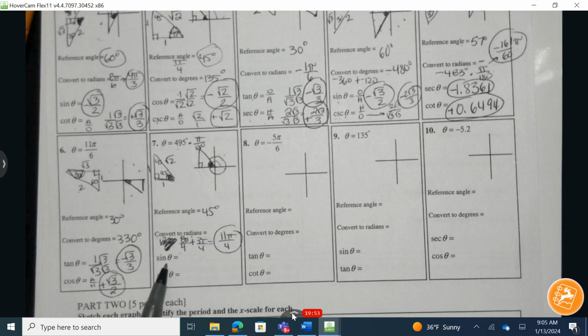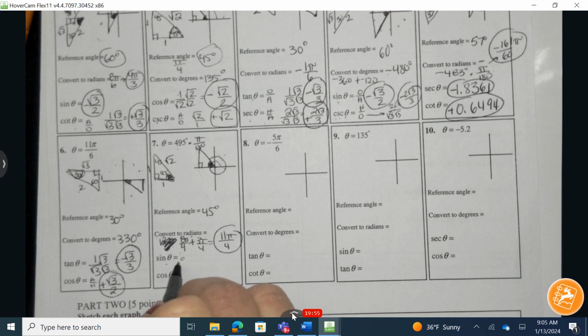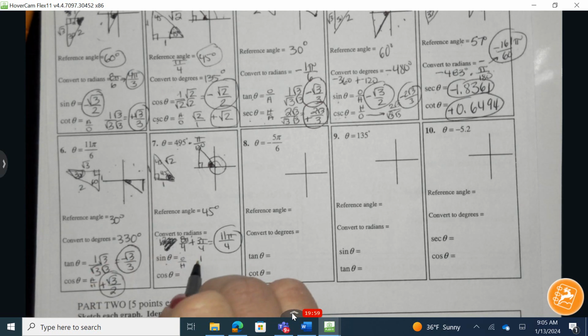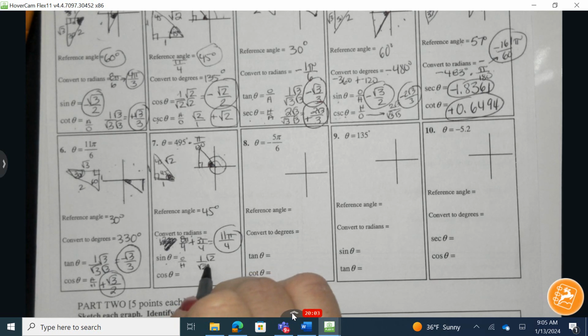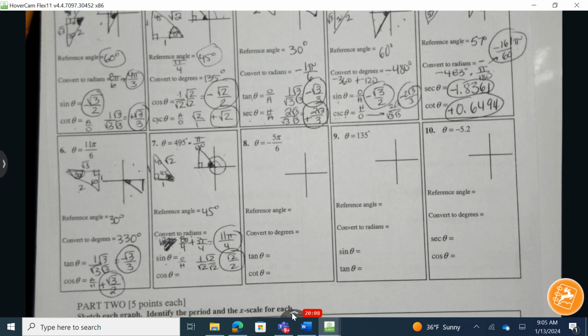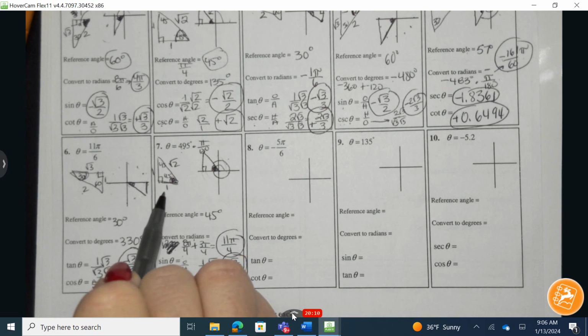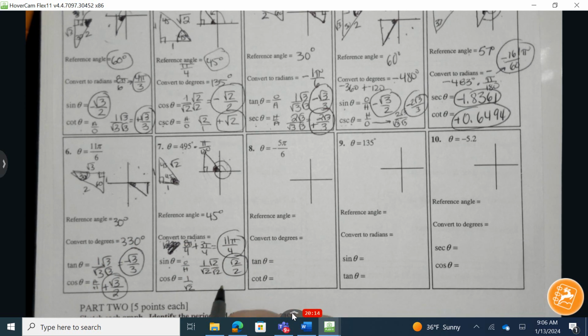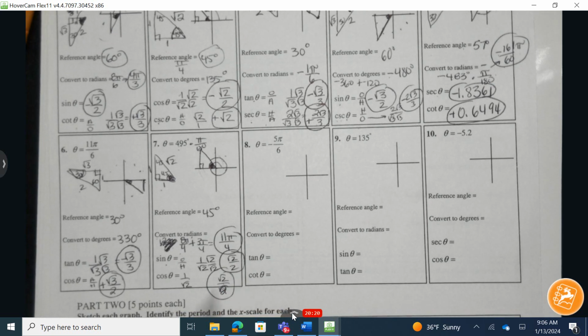Sine is going to be opposite over hypotenuse. So opposite is 1, hypotenuse is radical 2. All right, let's put this into proper form, and we end up with radical 2 over 2. I'll come back to the sign later. Cosine is going to be adjacent over hypotenuse. So 1 over radical 2, I don't need to do the math. I can see it's the same value. We just need to go back and figure out which one is positive or negative. Maybe they're even the same sign.